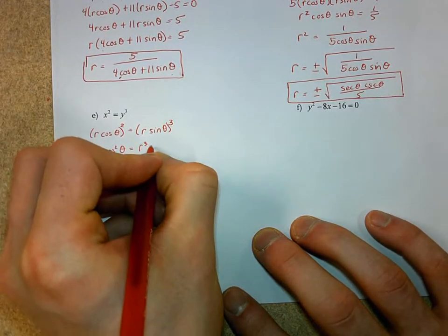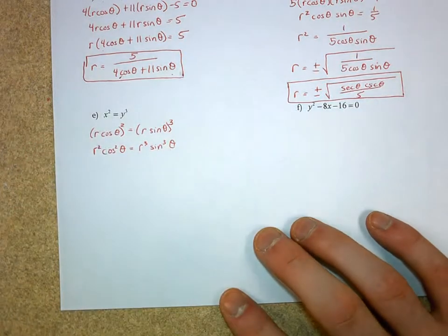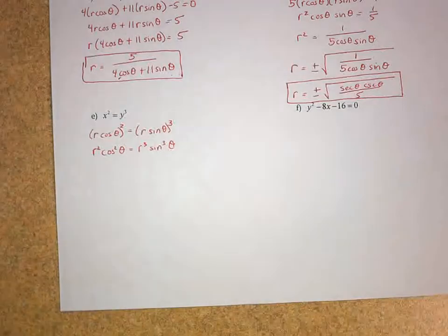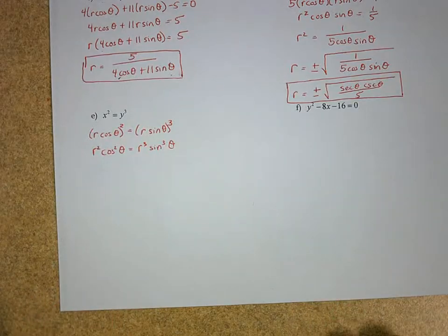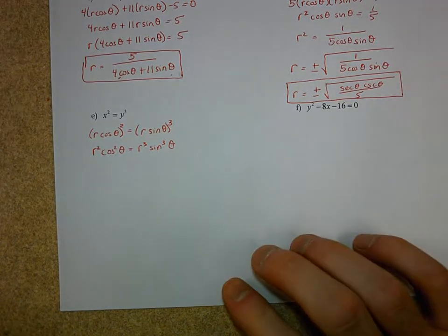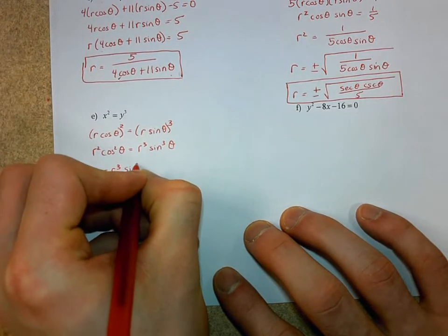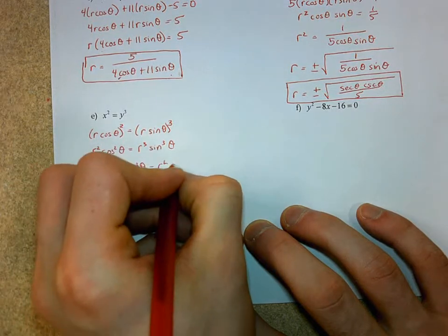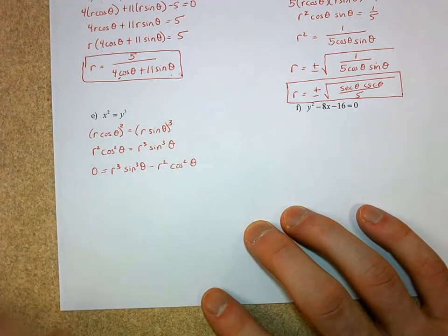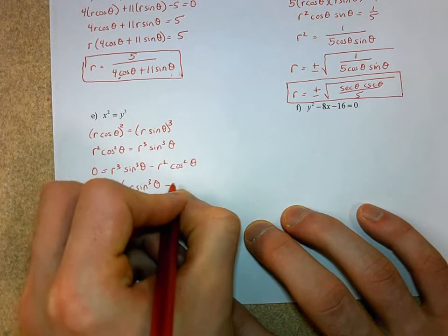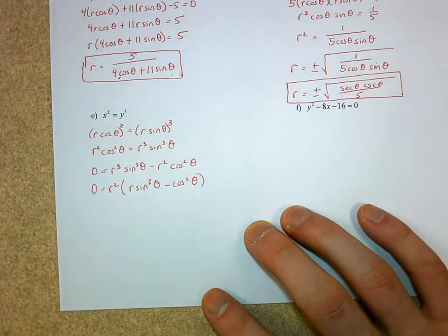Let's get in our squares and our cubes to both pieces. And now we want to get r by itself. What we want to do is move everything to one side, factor out the r, and then simplify. So we've seen this before in our trig section. 0 equals r cubed sine cubed theta minus r squared cosine squared theta. We can factor out an r squared then: r squared times (r sine cubed of theta minus cosine squared of theta).